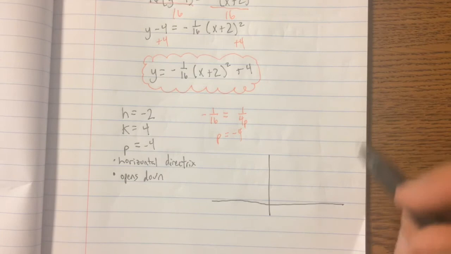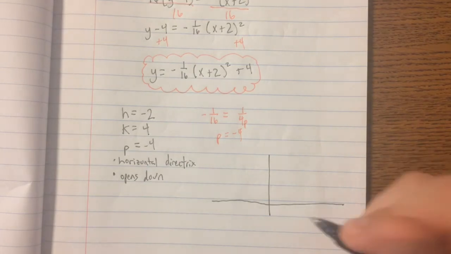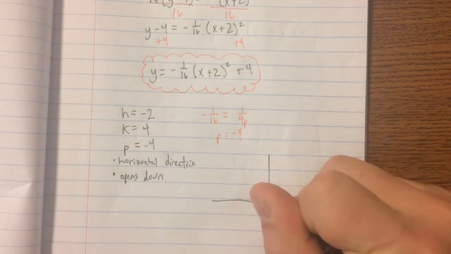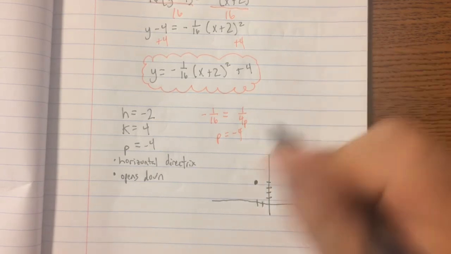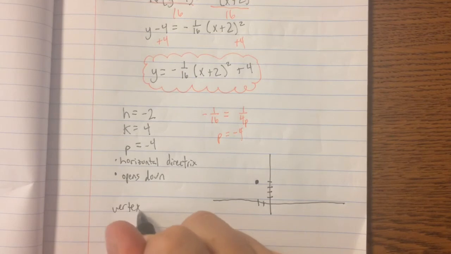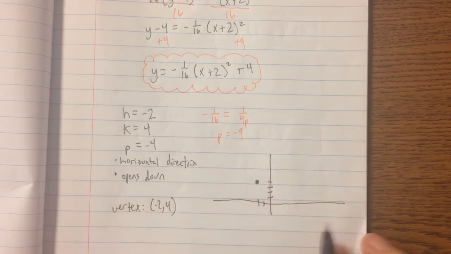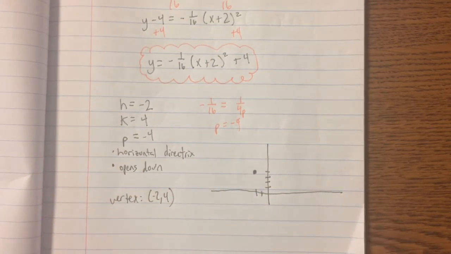All right, so my vertex is at negative 2, 4. So I'm going to plot that: 1, 2, 1, 2, 3, 4. There's my vertex. My p-value is negative 4, and that's what we're going to use to plot both the directrix and the focus. I know that I've got a horizontal directrix, and I know that it opens down.